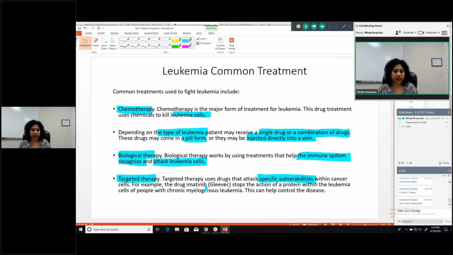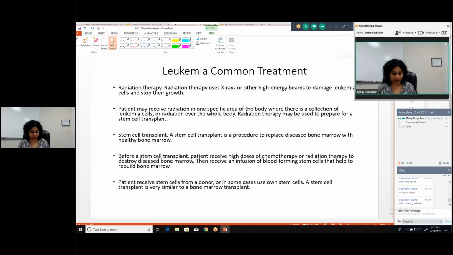So for example, they have Gleevec, which stops the protein within the leukemia cells from people that have CML. It helps to control the disease. So the drugs work in different ways, very similar to HIV medications, where it stops the transmission in different stages. This is what targeted therapy is. It's going to get the specific vulnerability and attack it in the cancer.